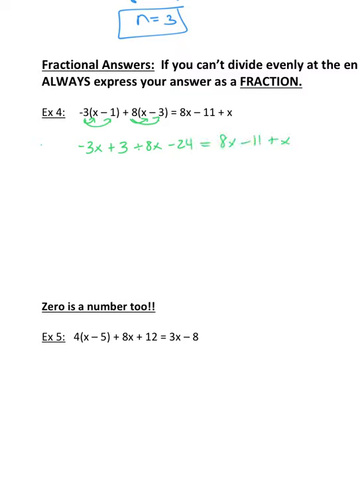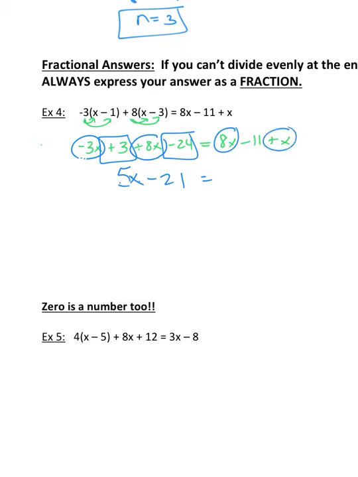I'm going to combine like terms. I have negative 3x, which can be combined with positive 8x to give us 5x. I have positive 3 and negative 24, which give us negative 21, so I write minus 21. And on the right side, I have 8x and x, which is 9x minus 11.